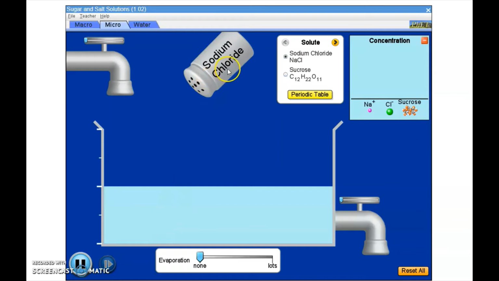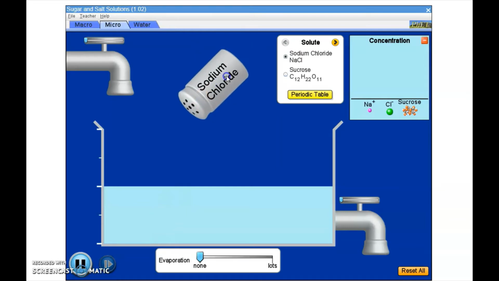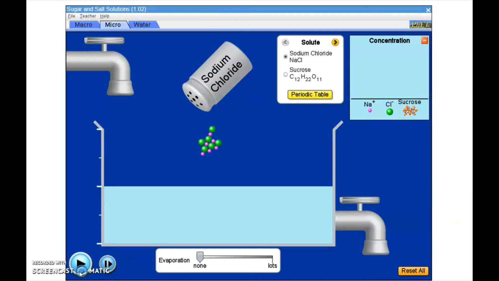So we're going to drop some sodium chloride in here. So here's the sodium chloride. We've got the big sodiums and the little chlorides. And you notice that they're all stuck together when they come out of the salt shaker. Let's see what happens as they hit the water. So as they hit the water, they move independently. So we have negative and positive charges moving in the water, and that's what's going to carry the electric charge.